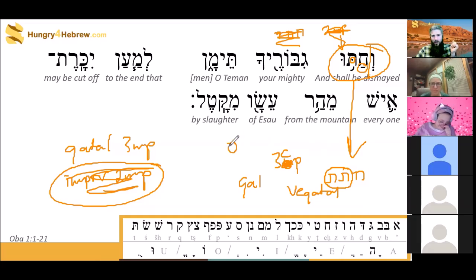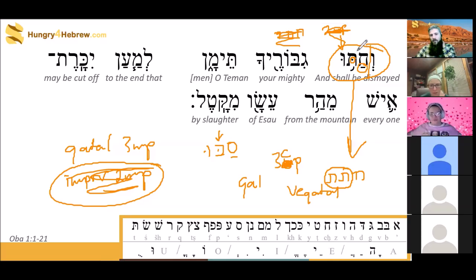So we could look at an analogous word like sabu. What is sabu? Savavu. Around. It's basically savavu. Exactly. They went around and the two bets collapsed together. So the same thing's happening here. Good. And so they shall be dismayed.